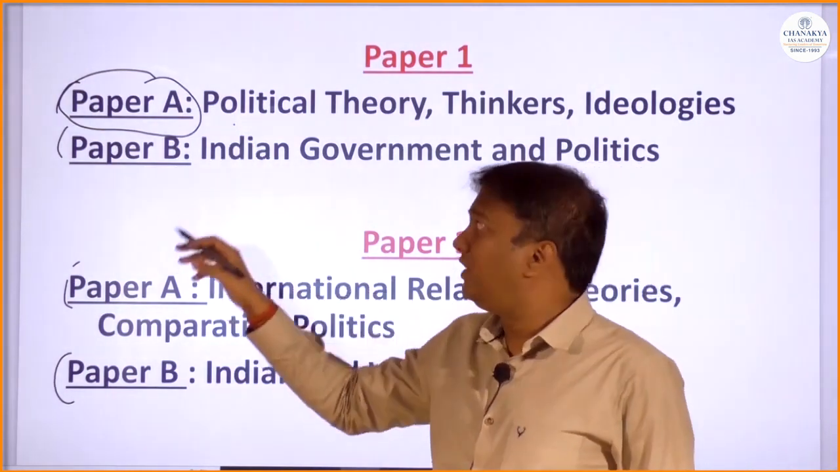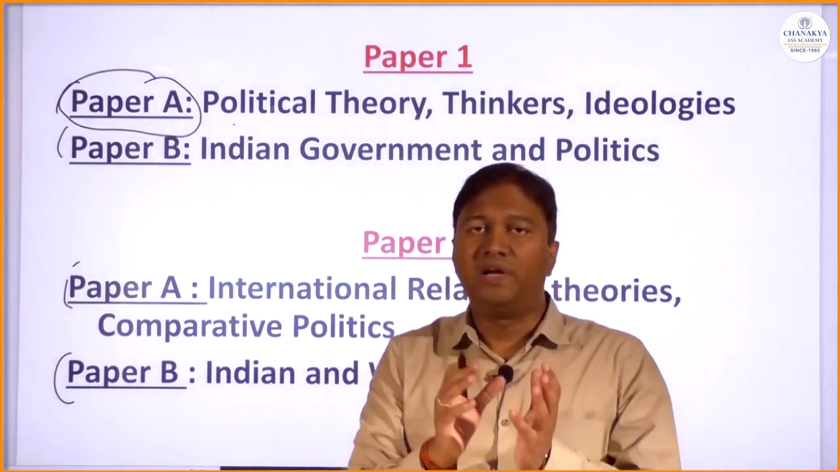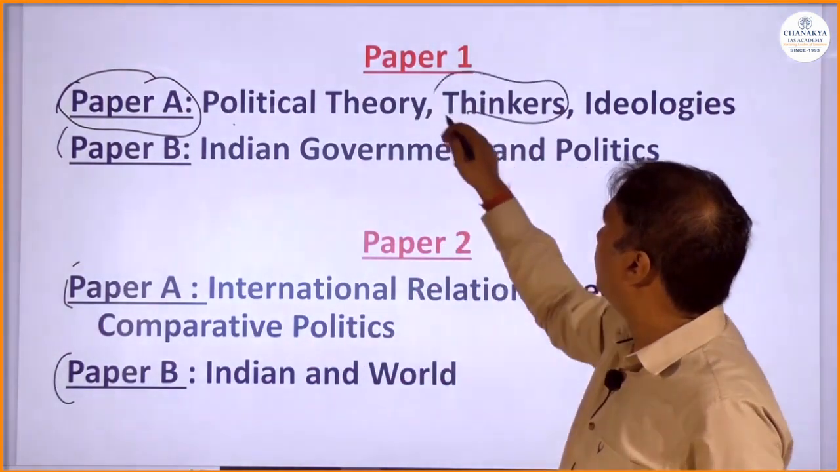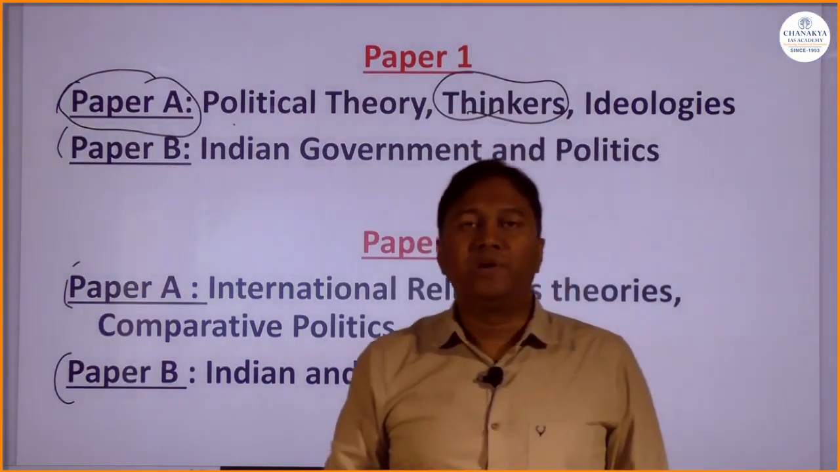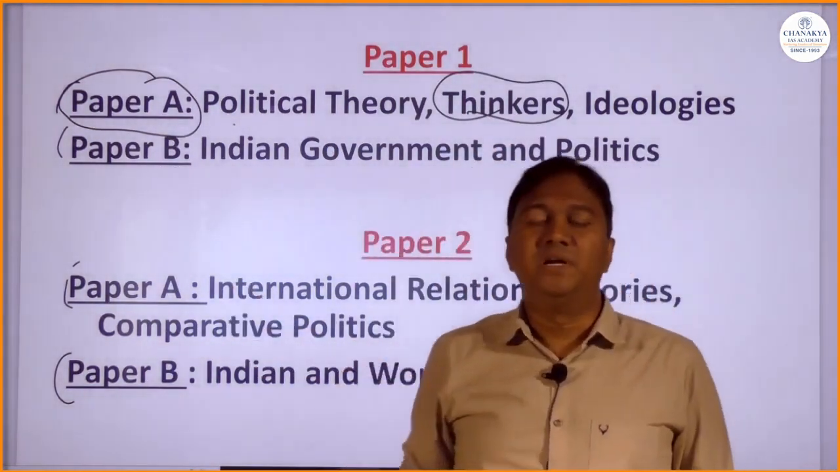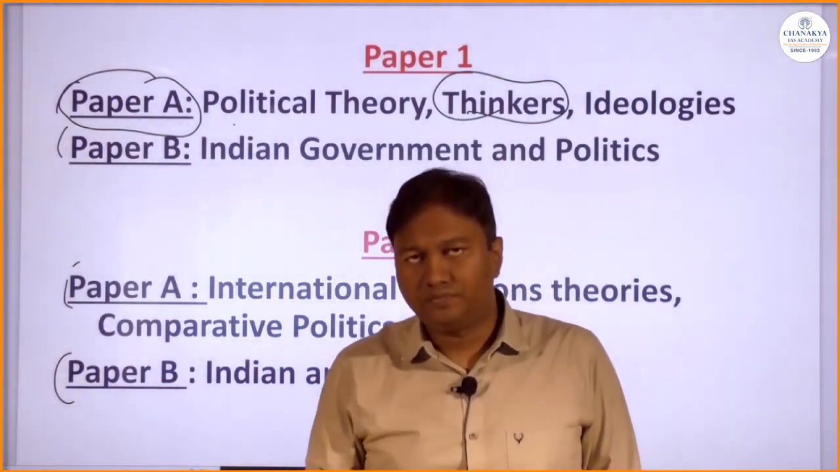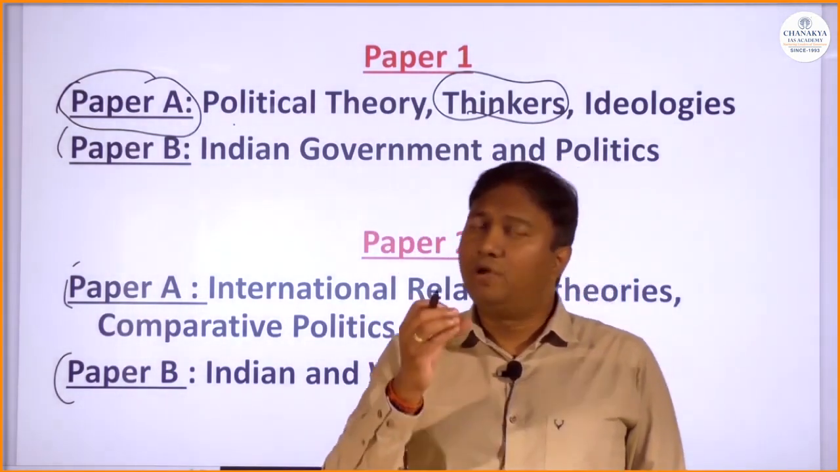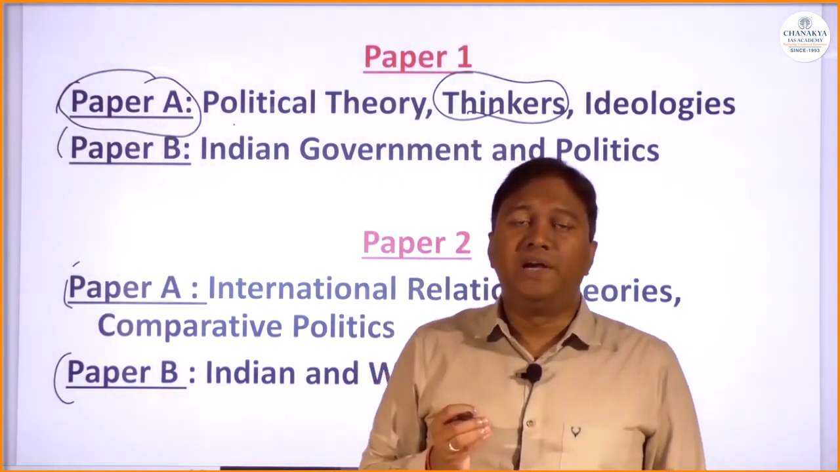Now within paper A, I told you that paper A is the core of the entire syllabus. Within paper A, the thinkers are again the core. Once you command the thinkers, you can command the entire political science, and the entire paper is nothing but a reflection of the thinkers. For example, I told you that Plato supports the idea of the philosopher king, and Aristotle supports the idea of what?